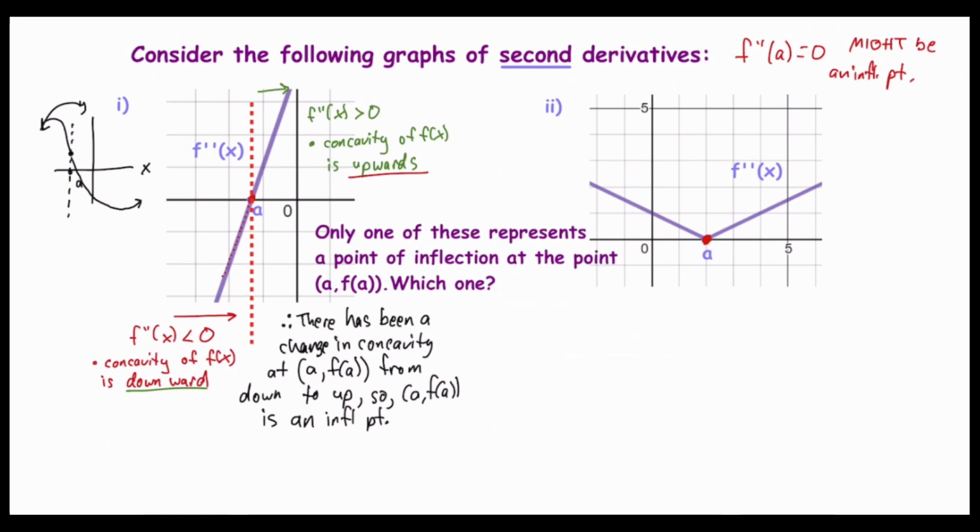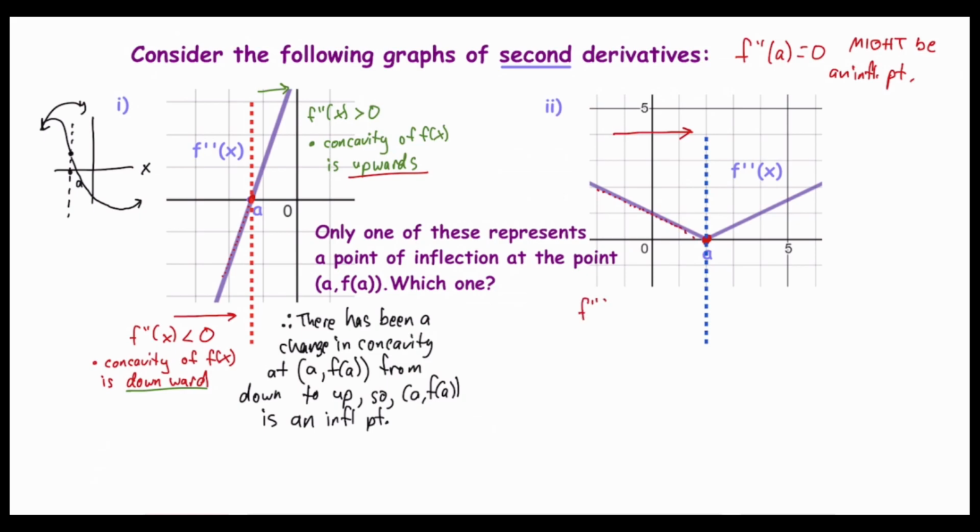I'm going to sketch the line just to help us visually split up what's happening here. Then let's consider what's happening to the left of the a value and to the right of the a value. As we approach that point from the left, what do we notice? Remember, this is a graph of my second derivative. All the values are greater than 0.